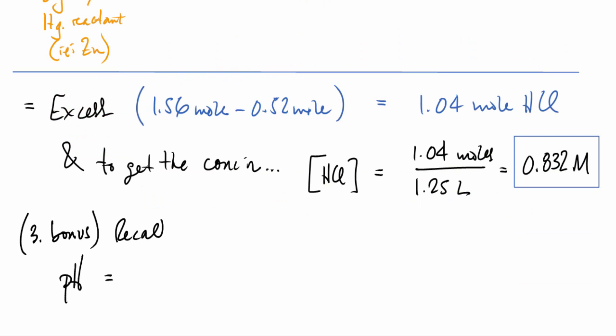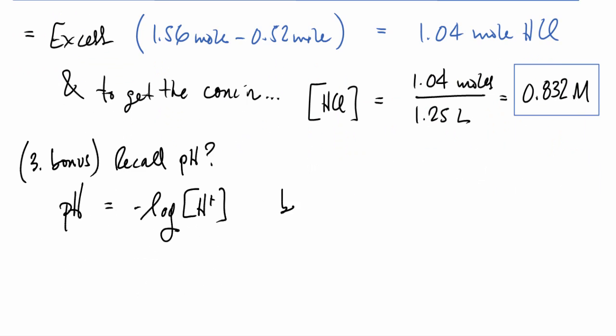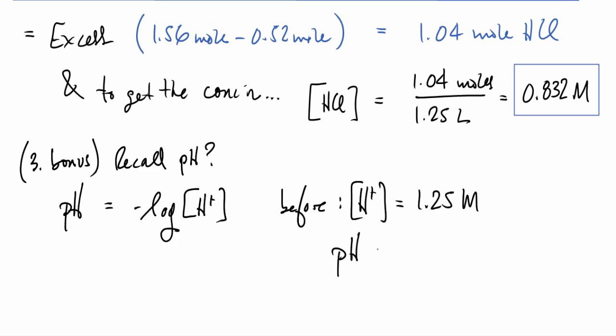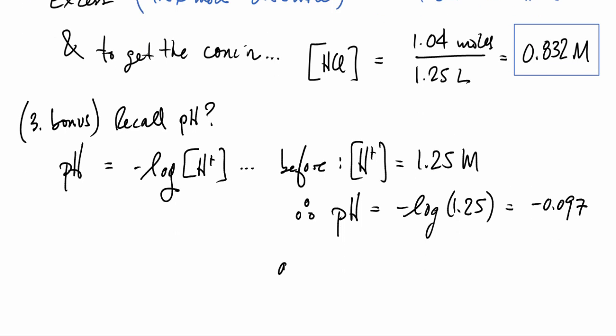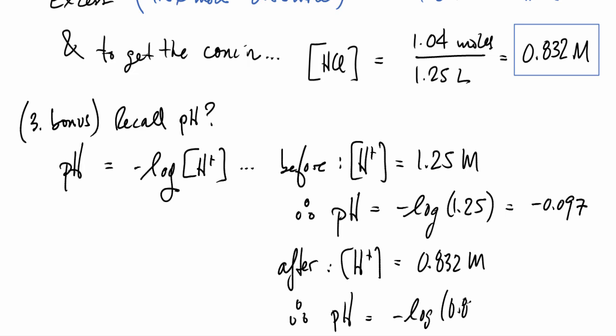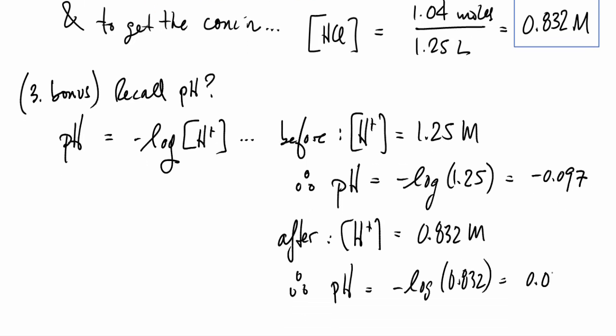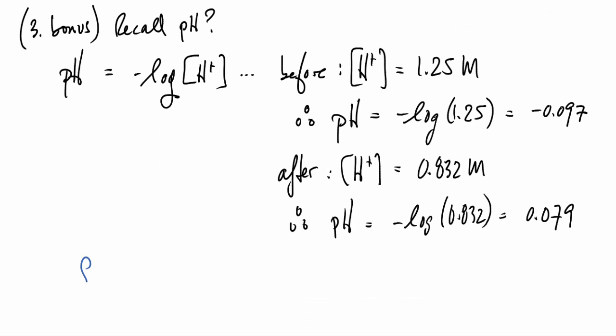Now there was a bonus question here, just as a reminder to you about pH. Remember the pH is the negative log of the hydronium ion concentration. Hydrochloric acid is strong, so its concentration is the same as the hydronium ion concentration. So we'll just take the negative log of 1.25 molar before, which is negative 0.097. After the reaction, we had 0.832 molar, so we'll get the negative log of that, and wind up at negative, or 0.079 for a pH. Not important to our course just now, but just a reminder about pH.